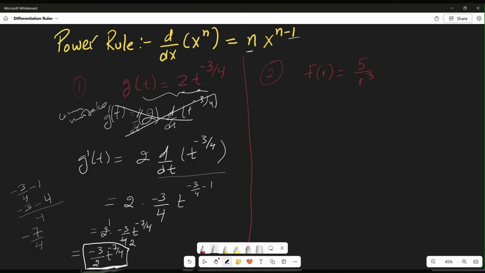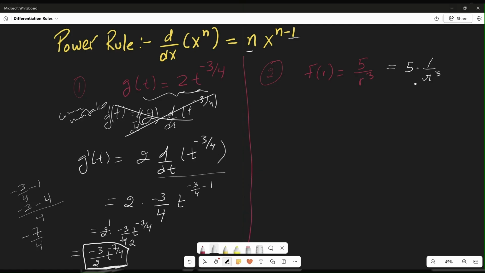Now let's look at this next function, f of r is equal to 5 over r cubed. I like to simplify the expression to make it easier. We already know there's a constant multiple rule. Suppose a constant is multiplying. This is simply a constant, 5, multiplying 1 over r cubed, correct?